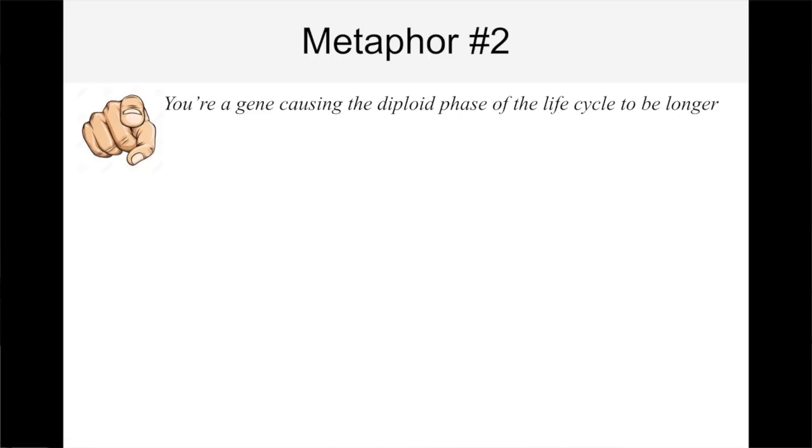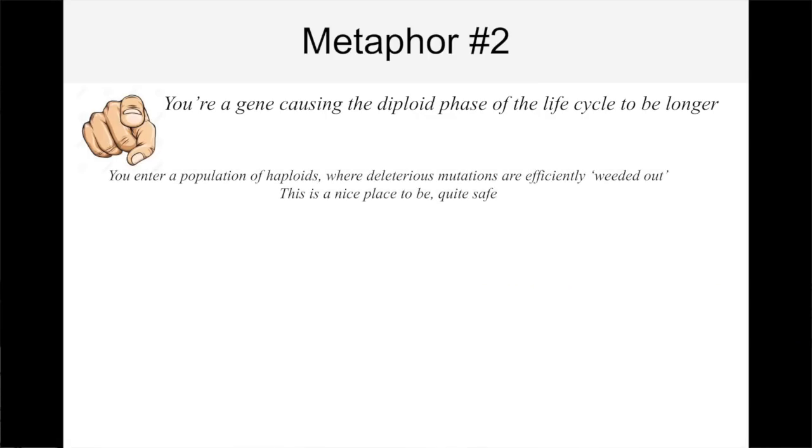So how do you do that? Well, that's where the second metaphor comes in, and that's where we try to practice the selfish gene idea. Imagine for a minute you are a selfish gene causing a little bit more diploidy, and you arrive in a population where you've got only haploids. What's going on? Well, first, you enter a population of haploids where deleterious mutations are very efficiently purged out, so it's quite a nice place to be. There are not so many deleterious mutations around.